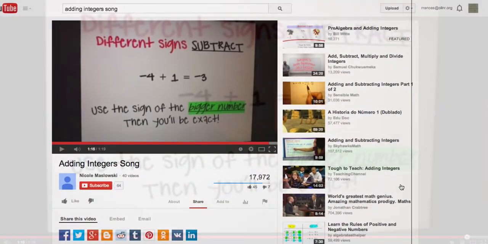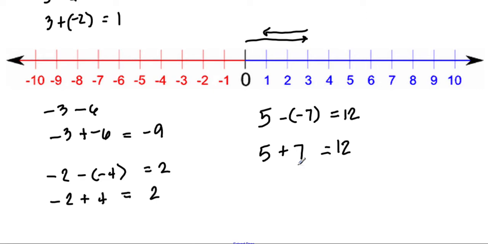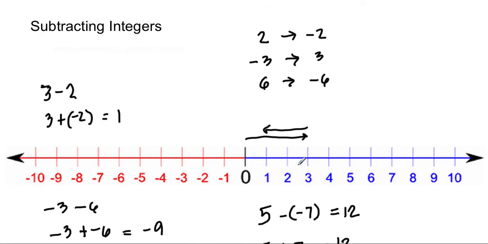And hopefully that will haunt you for a few days. So you will remember how to add and subtract integers using a number line and using this particular song. So this is another way of adding and subtracting integers without using models. Thank you for watching.